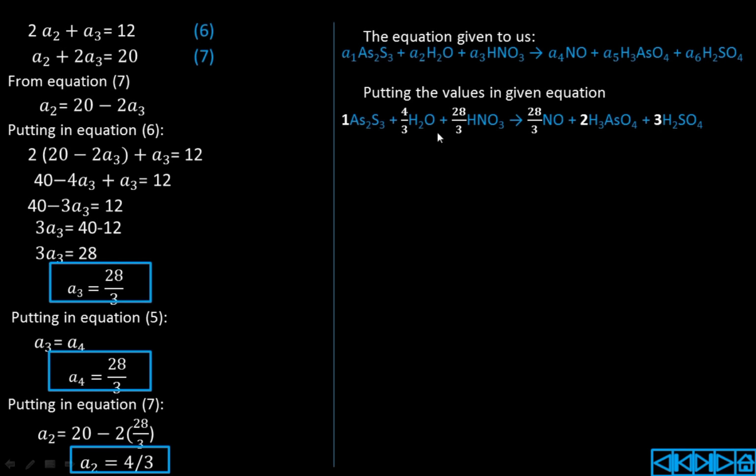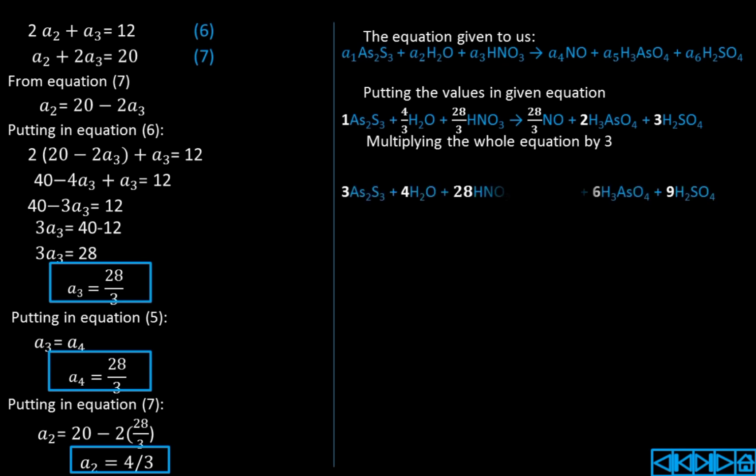Now these values are fractions. The best way to have a good balanced chemical equation is to have natural numbers. So we multiply by 3 and we get the balanced chemical equation, my dear friend. This is the procedure that we will follow in balancing any chemical equation.